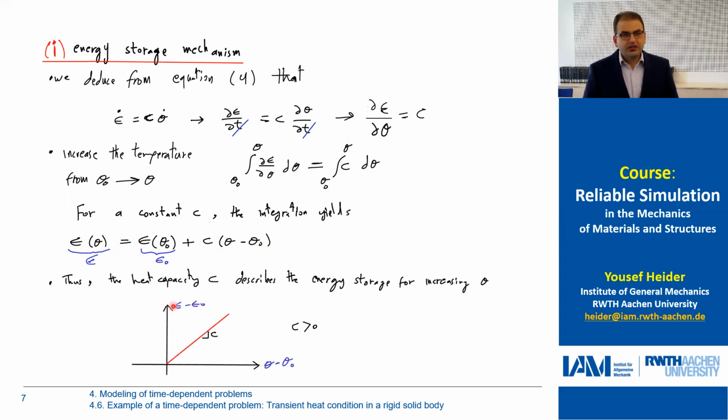What does it mean here? It means there is a linear relationship between the increment of internal energy and the increment of the temperature, and this can be plotted here. The heat capacity, which is shown here graphically, describes the energy storage for increasing of the temperature. So we have this linear relationship. This is the first mechanism, which is the energy storage.